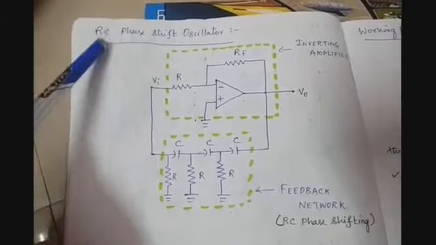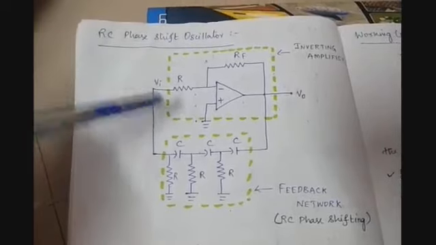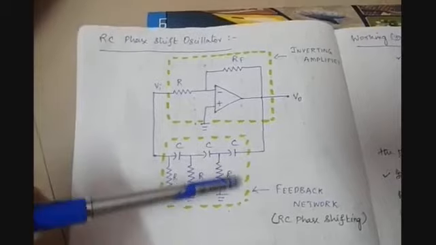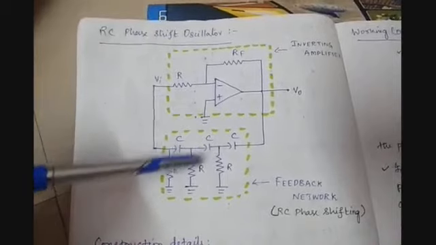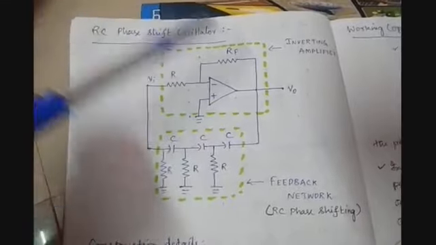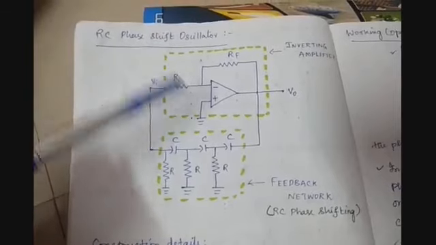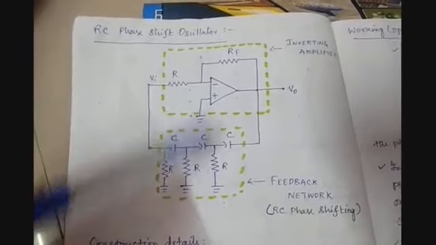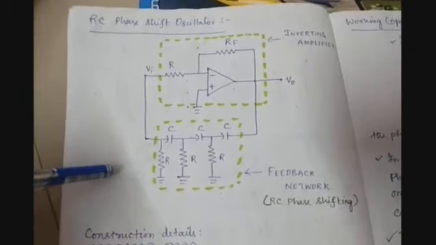Now we are going to discuss this RC phase shift oscillator. Already we have seen the oscillator block diagram, inverting amplifier and feedback network. Here the particular circuit we have taken is the inverting amplifier circuit. This circuit we know already, and this is the RC phase shifting network, and this is the complete circuit to get the oscillations by using an RC shifting network. We'll see the working and construction details of this RC phase shift oscillator.